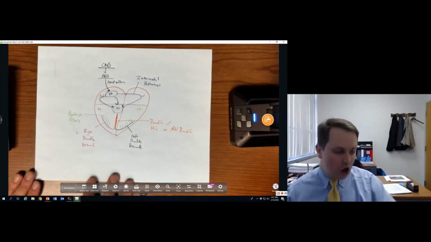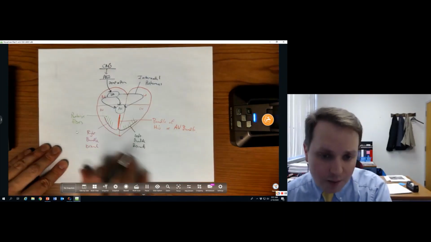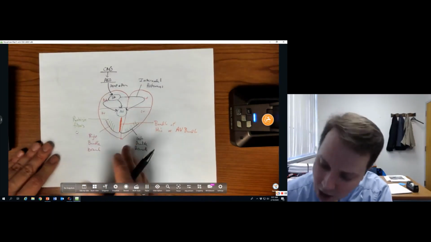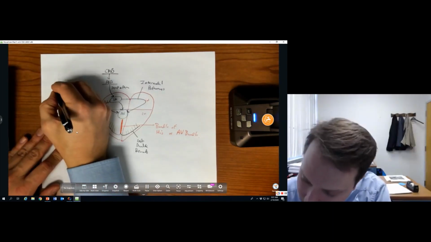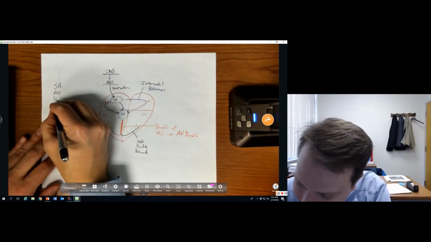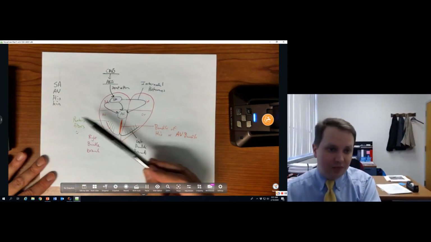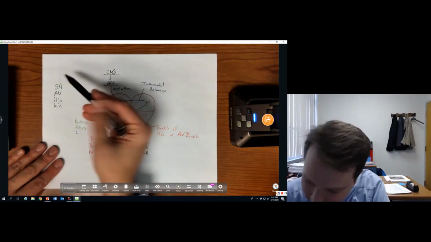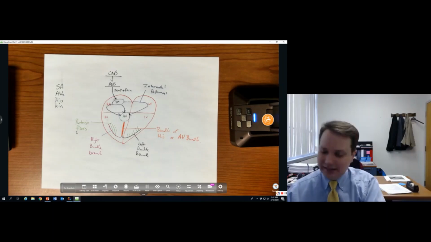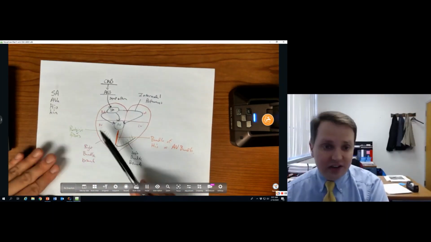Now, a good way to remember this in order is if you have a patient, they just found out their loved one's in the hospital and they're all having a heart attack. Now you have to save his kin. Now, this isn't all of it, but this gets most of it. Save his kin. Let's put that there so we have save his kin. SA, AV, His, and Purkinje fiber. Okay?